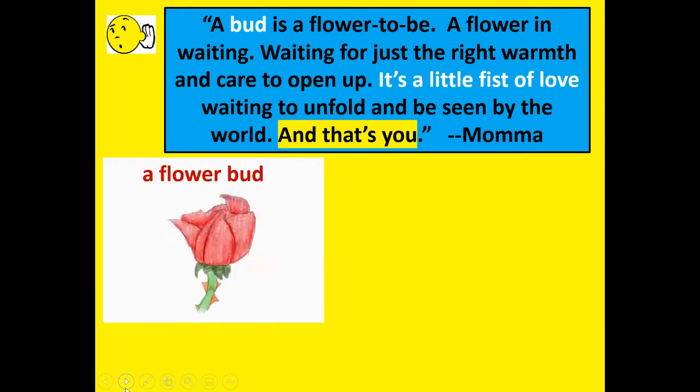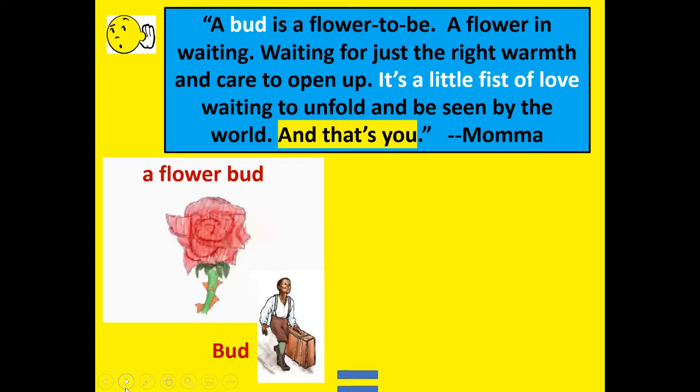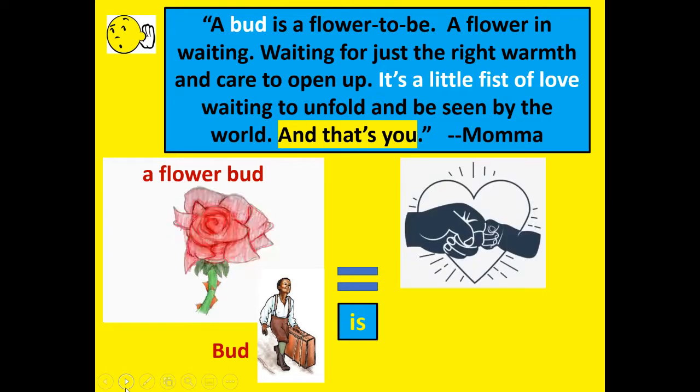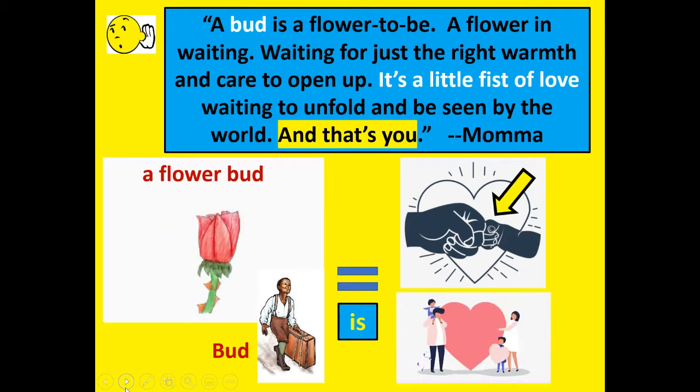So here's a flower bud. And here's Bud from Bud, Not Buddy. And Mama was comparing Bud. She was saying that Bud is a flower, is a little fist of love. So there's a fist. So a bud is a fist of love waiting to unfold and be seen by the world. So Bud is a fist of love.